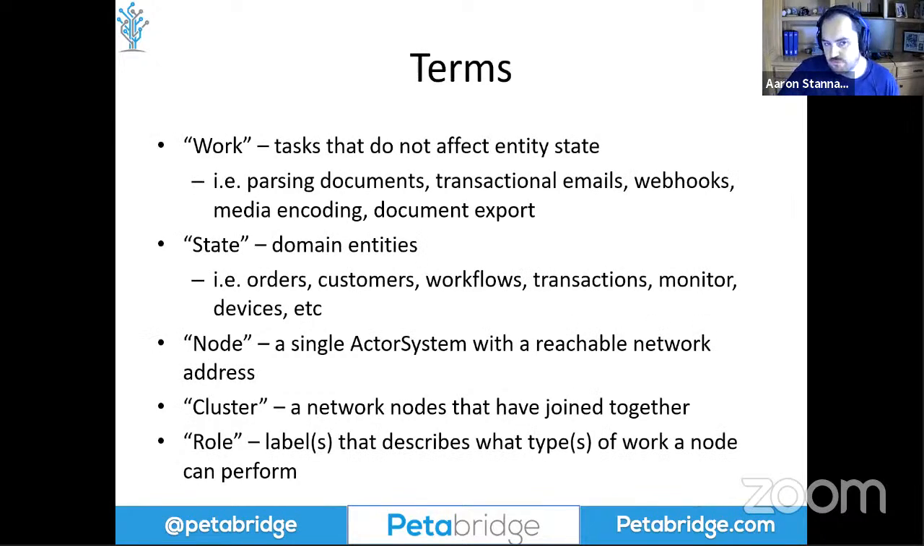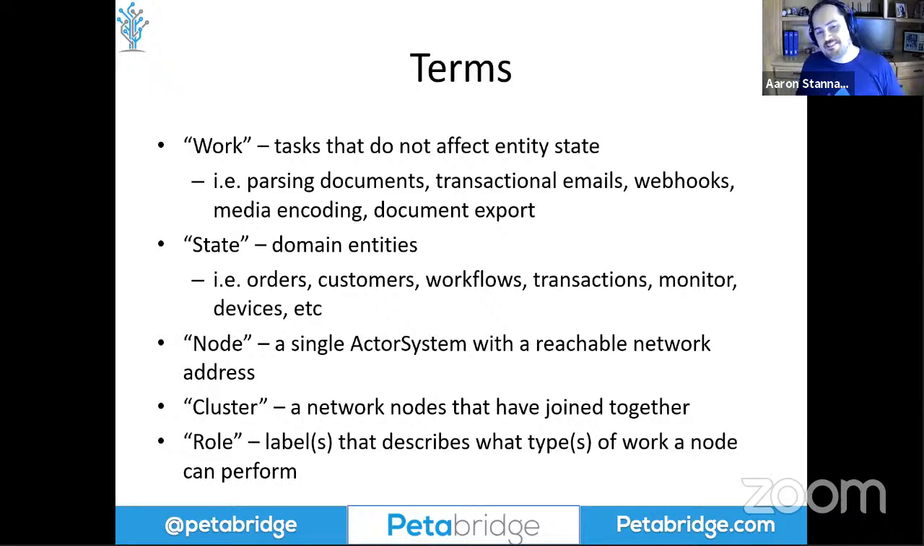So I'm going to define some terms. Work. Work is a task that has to be completed that does not affect entity state. A good example: parsing a document, sending a transactional email to a customer, firing a webhook to a third party, like Slack, for instance, doing media encoding, or maybe exporting some state to an Excel file or a PDF. Those are all examples of work where they don't really have any effect on a domain, but they are still important because they do things that ultimately are necessary for either communicating with your customers or creating data that might affect entity state down the road.